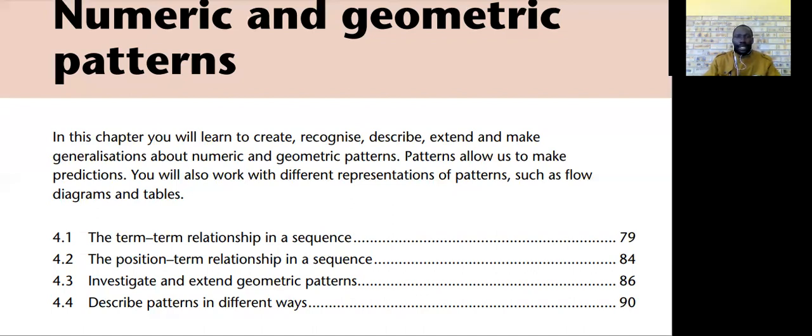Now, as we indicated a little bit earlier on in some of the previous lessons, numeric and geometric patterns take into consideration two things. The first section is the term-to-term relationship in a sequence. We had already seen that a sequence is formed when we have a list of numbers with similar patterns. So that is how we get a sequence.